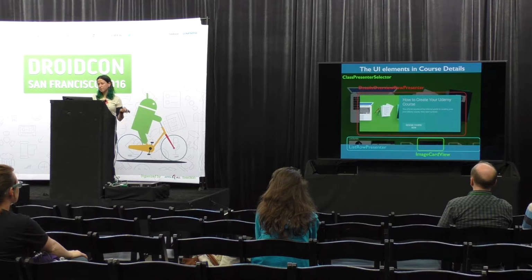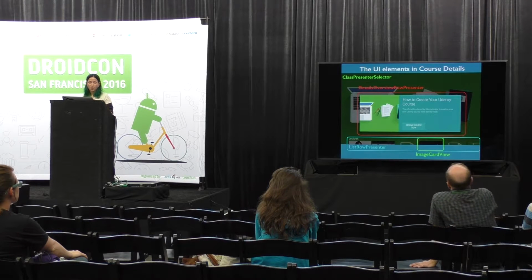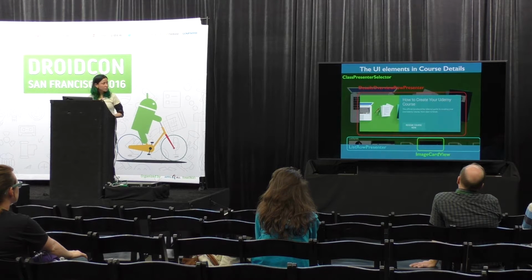The UI elements in course details are, again, presenters that are the same concept. They are wrapped this time in a class presenter selector because we do have two types of presenters. One is the details overview row presenter, and the lower one, which is the list row presenter. It's the same list row presenter with the same image card view, only this time instead of using a course, I am using a single lecture.